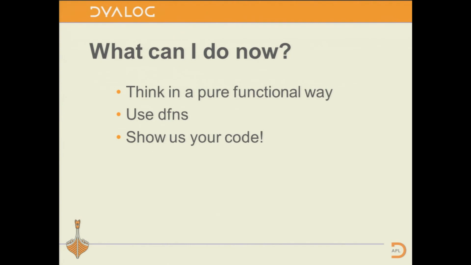And what can you do now to prepare for this technology? Well, as we've been saying all along, thinking in a pure functional way is always good for these kinds of compiler technologies, avoiding the use of global names and semi-globals wherever you can, trying to avoid updating global state and things like that. Using dfns is not mandatory, but it's a very good way of encouraging yourself and your colleagues to write code in this kind of way.